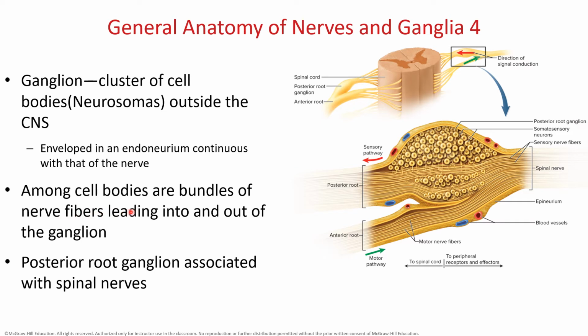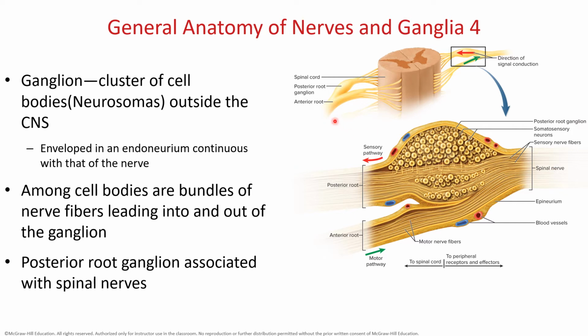Among the cell bodies are bundles of nerve fibers leading into and out of the ganglion. So we have a ton of these cell bodies here. We can see all these neurons, these cell bodies, and then we also have a lot of nerve fibers coming into and out. It's important to know that the posterior root ganglion is going to be associated with spinal nerves. So you're going to have sensory information coming in the back. Here's a spinal nerve here.